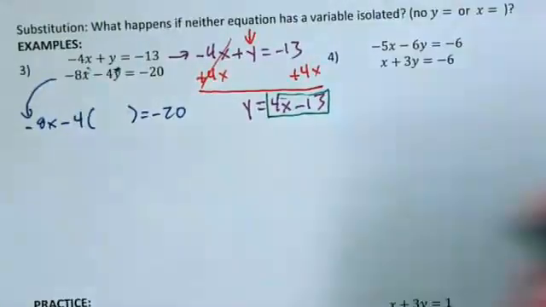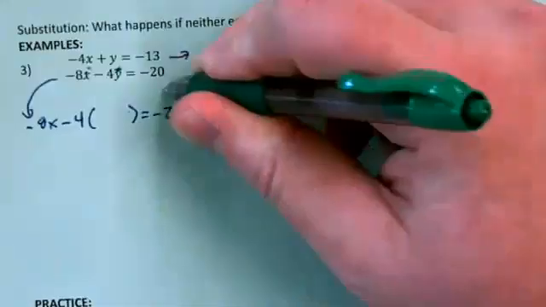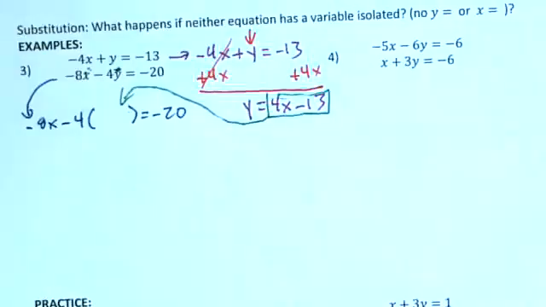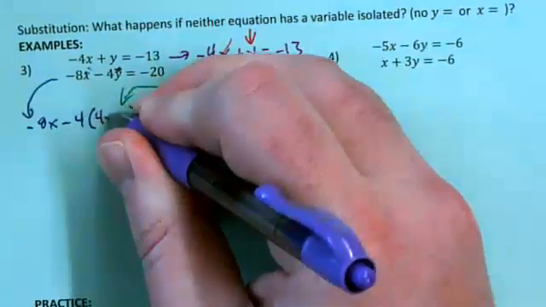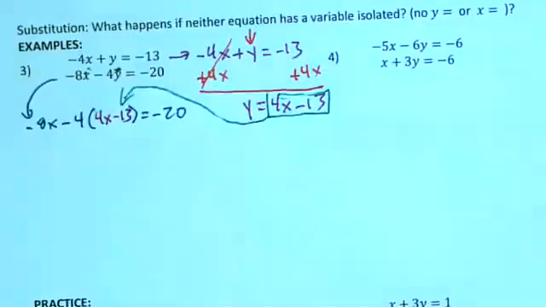So now we're back to just substituting. So that's going to go right in that spot there. 4x minus 13. And then from here, we're on easy street. We just got to solve it now.